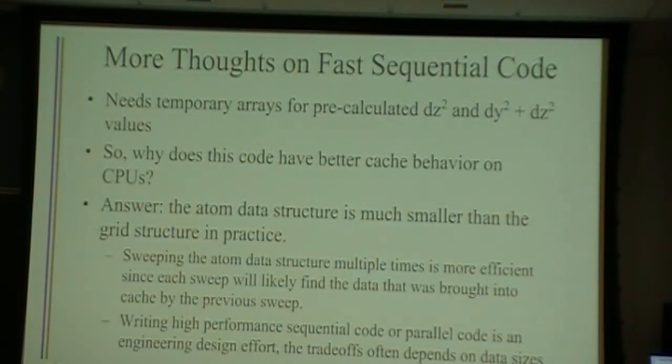Okay, so we talked about some of this. So we prefer to sweep across a small atom data structure once for each grid point, rather than sweep across a large grid data structure once for each atom. Because the atoms will be in our cache, the large grid will not be.